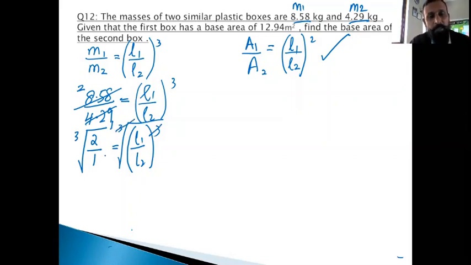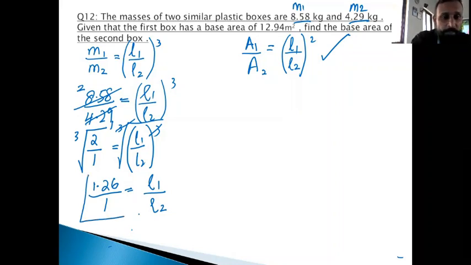As 2 is not a perfect cube, we need to take the help of our calculator. So our calculator will tell us the cube root of 2 is 1.26. So please use your calculator. The cube root of 2 is 1.26. The cube root of 1 remains 1. So we have the ratio L1 and L2 as 1.26 upon 1. We're going to use this ratio over here now.